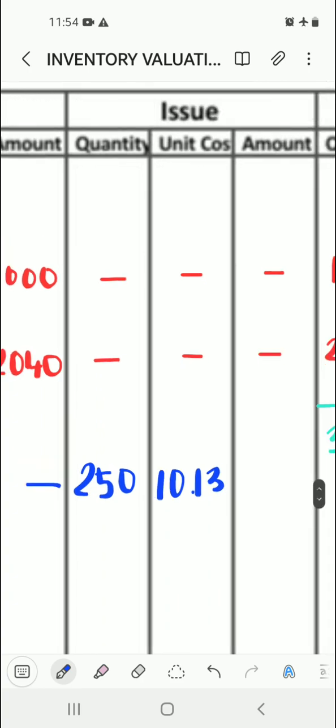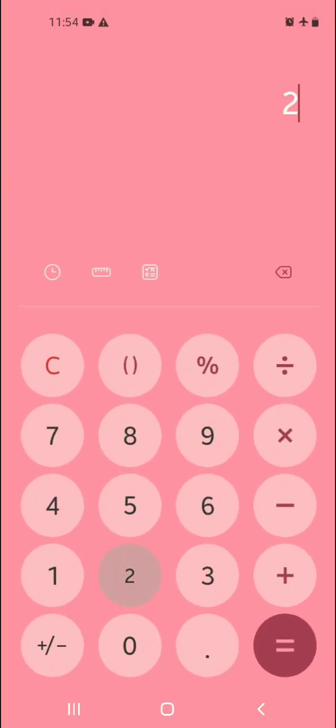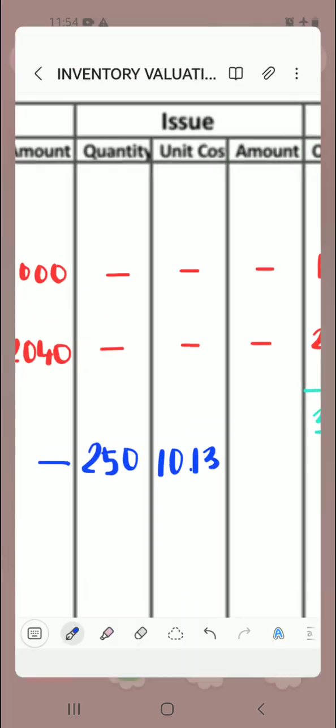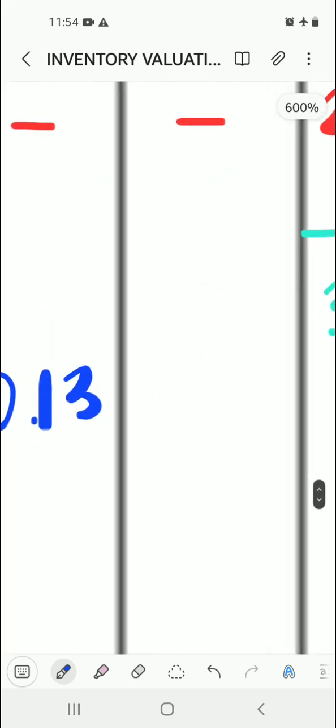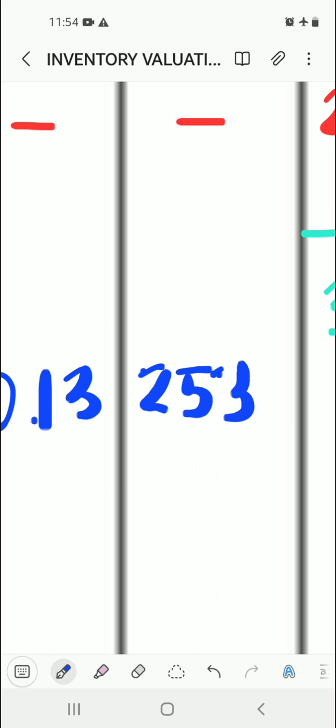Now 250 into 10.13, multiply 250 into 10.13, which amounts to 2532.5. So we'll take it as 2533, round figure.